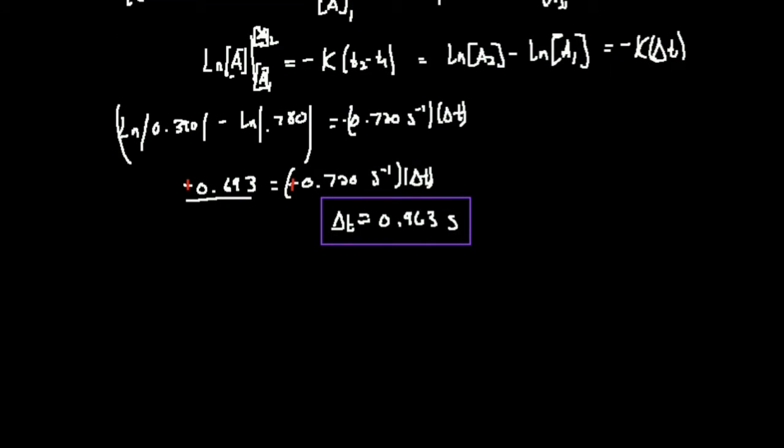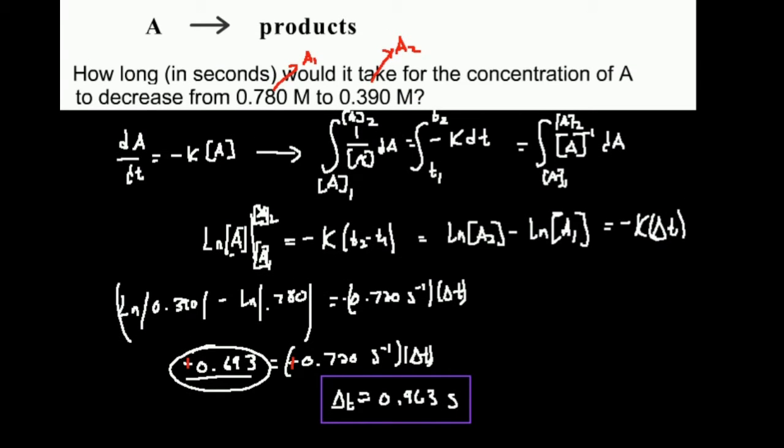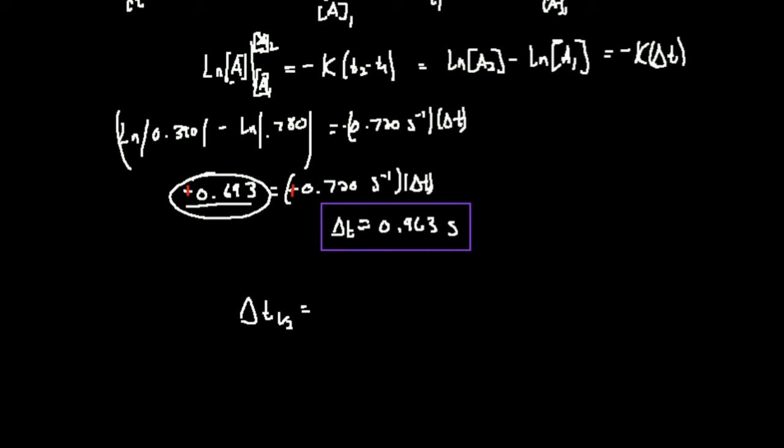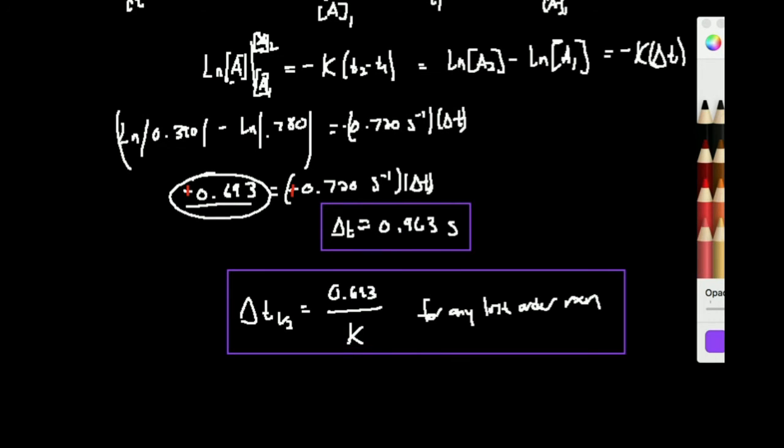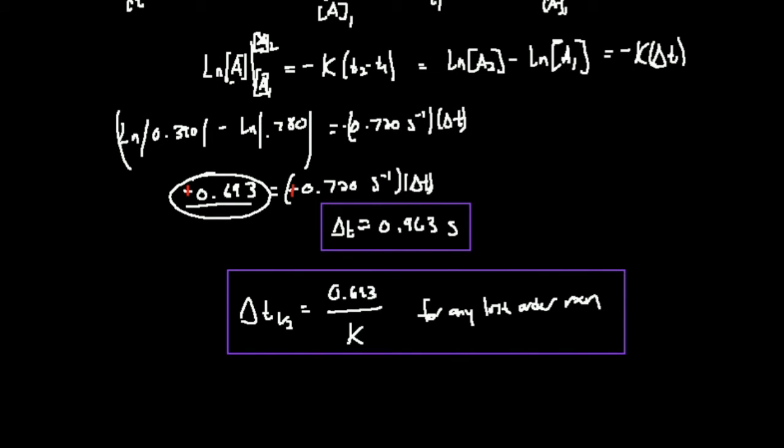So it's not a coincidence that I got this negative 0.693 when I did the natural log on this side. It turns out that any time you want to calculate a half-life, so delta t, which in this case it has to be because we're going from 0.78 to half of that, we're decaying halfway, so it's a half-life. All I'm going to do is take 0.693 and divide by the rate constant. This is actually going to be the half-life for any first-order reaction. It's not really important to solving this problem, but I just wanted to bring that up because it's an interesting result that comes out of this.